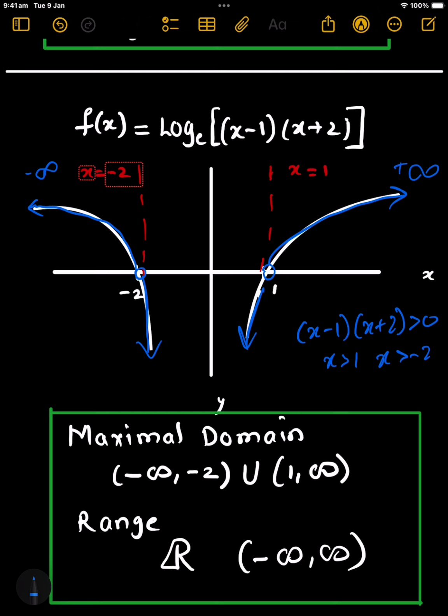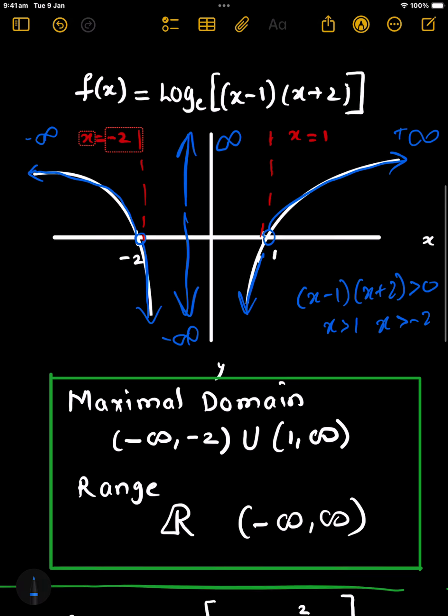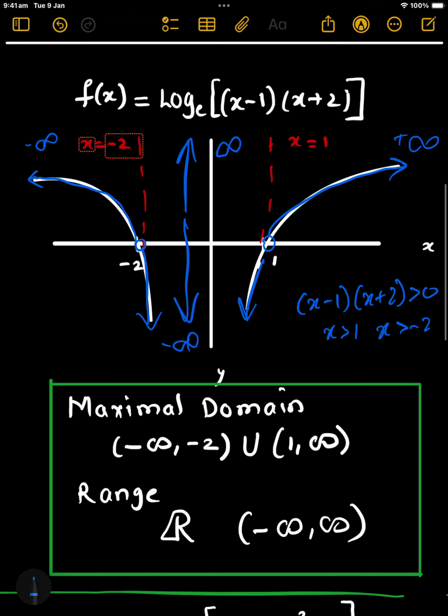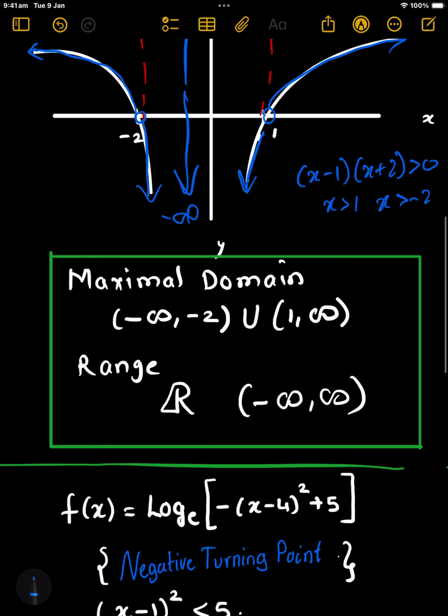So the range is also negative infinity to positive infinity, like this. Negative infinity, it keeps going down, also goes up to positive infinity. So our maximal domain is negative infinity to -2, union 1 to infinity. And our range is all real numbers.